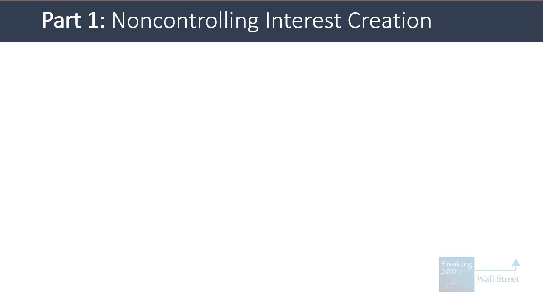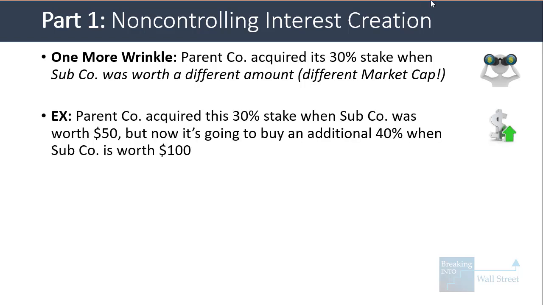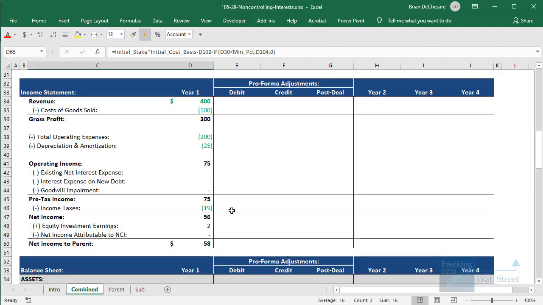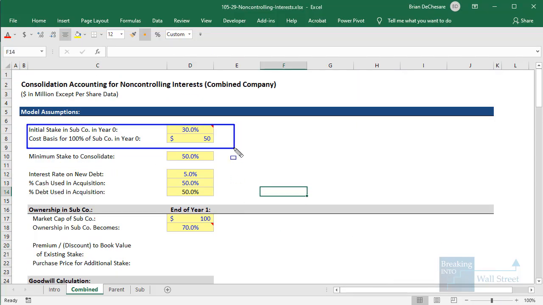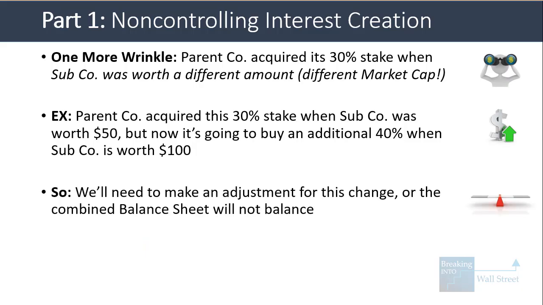The other tricky part here is that ParentCo acquired this 30% stake when SubCo was worth a different amount. Specifically, they acquired the stake when SubCo was worth only $50 million, but now they're acquiring an additional 40% when SubCo is worth $100 million. And you can see this right up here if you go to the assumptions. They bought this 30% when the cost basis for 100% of SubCo was 50, but they're going up to 70% when the market cap of SubCo is 100 rather than 50. That's going to create some complications, and we'll need to make an adjustment for this change or the combined balance sheet will not balance, and you'll see an example of that coming up in a few minutes.